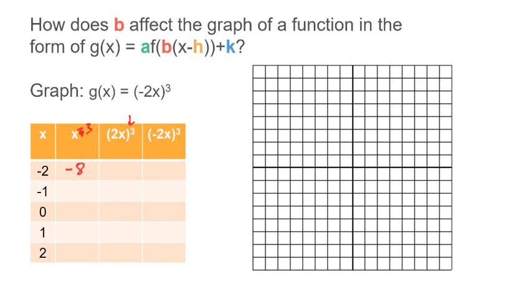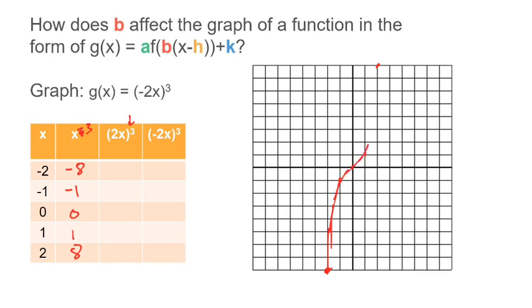Negative 1 to the third power is negative 1. 0, positive 1, positive 8. So let's plot these points. Negative 2, negative 1; 2, 3, 4, 5, 6, 7, 8. Negative 1, 1, 0, 0, 1, 1, and 2, 8. So here is what our cubic parent function looks like.